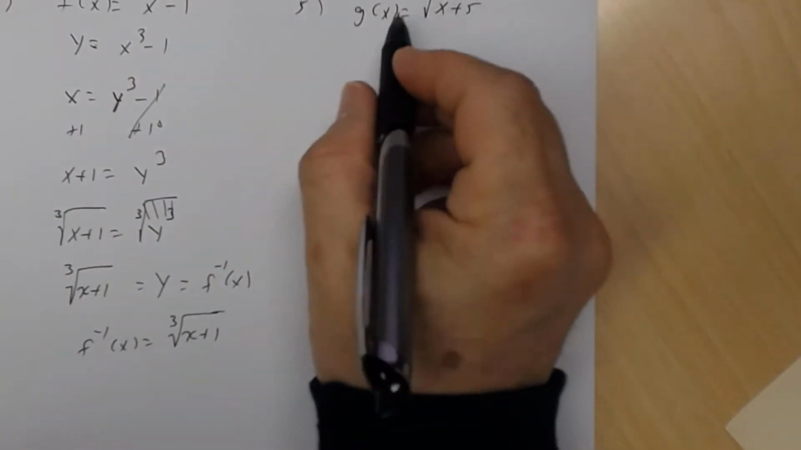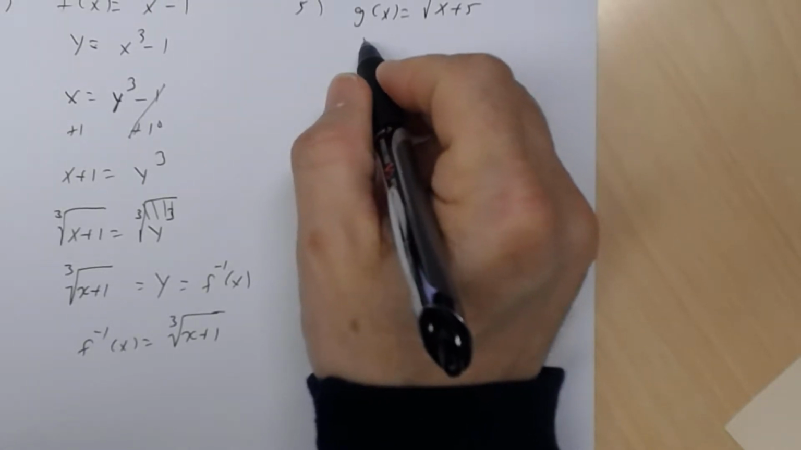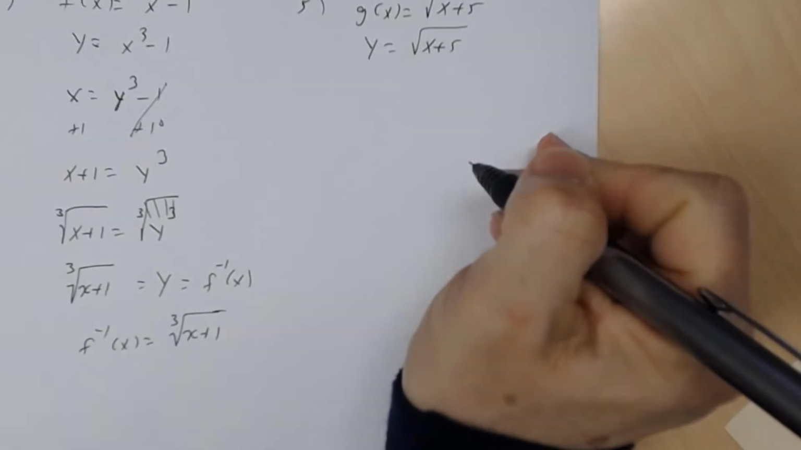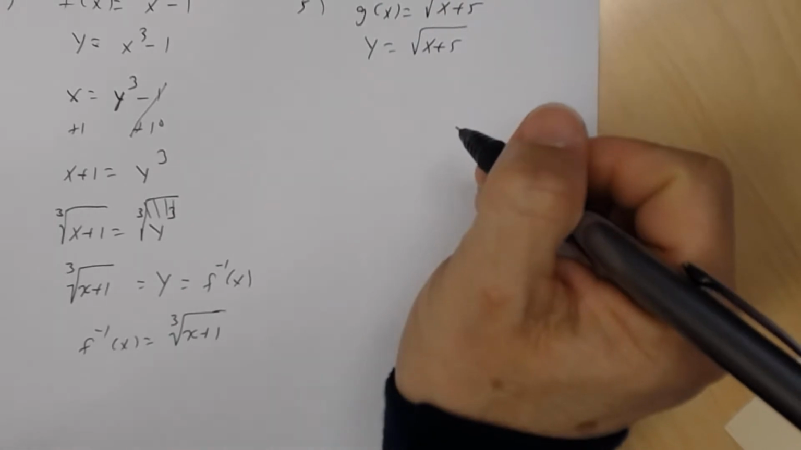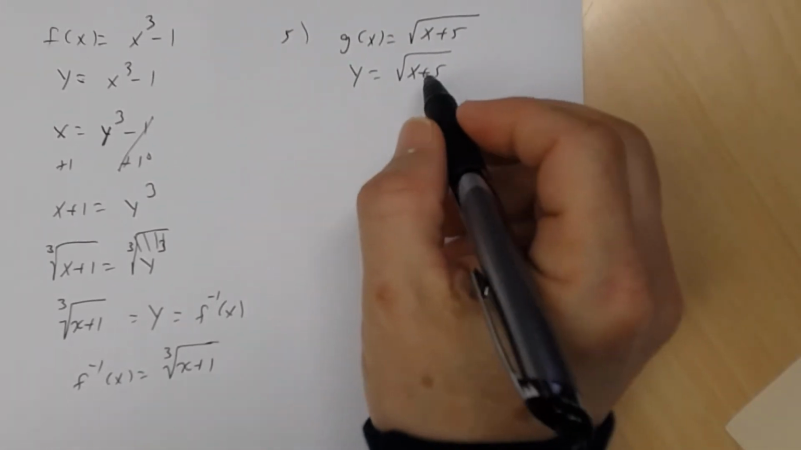Okay, so first thing we're going to do is replace g of x with y. So doing this algebraically is the easy part. All right, finding the inverse is the easy part. It's the thing that comes after that that we need to discuss, and you'll see what I mean.